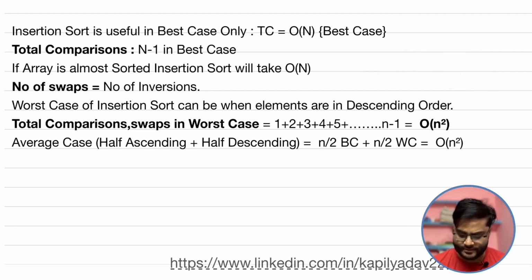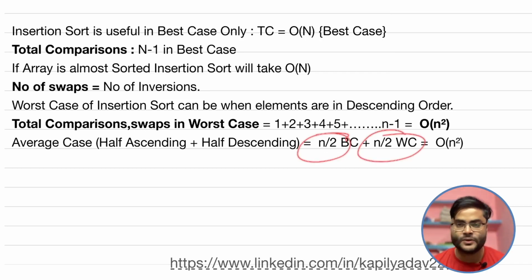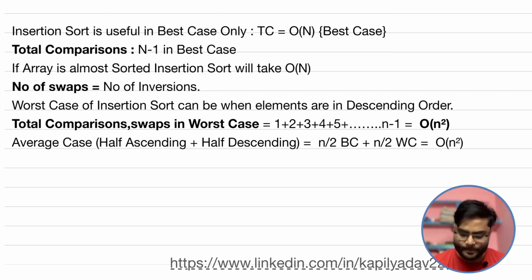And in the average case, let's say half the elements are best case, half the elements are worst case. So it will be order of n square. So insertion sort is good for the best case only, when the array is almost sorted. There is one more way to write insertion sort. If you want to do this, you can follow the notes I have already shared in the previous lecture. In that note I have shared another method, so you can follow that one also. Okay, so this was all about insertion sort.